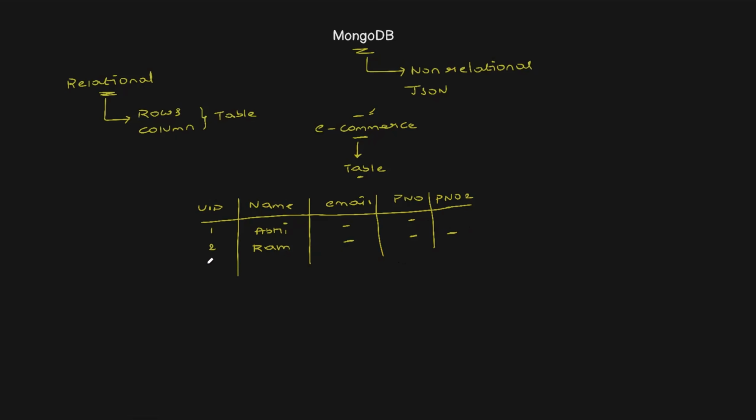Now let's say you deal with another user. This time let's call the user XYZ. Email address is provided, phone number is provided, and just like Abhi user, even XYZ user does not have phone number 2. But let's say the XYZ user has another email address, which is also important to store. So this time you create another column. You call this email ID 2, and you store the second email of XYZ user.